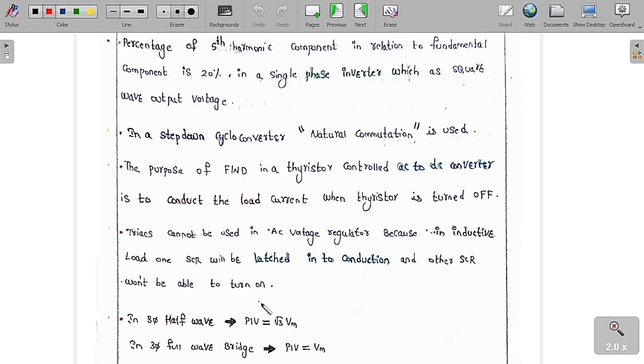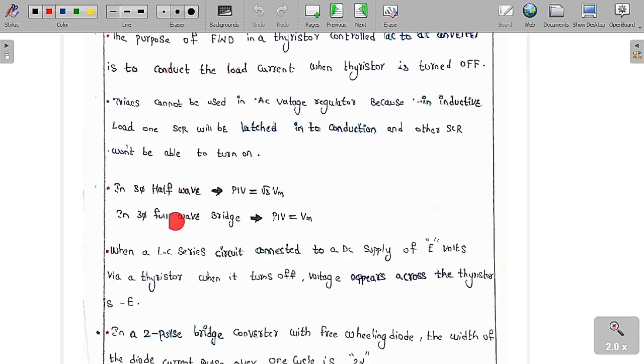This is the disadvantage of using a triac in the AC voltage regulator with an inductive load. If you use the triac for an AC voltage controller with inductive load, one SCR may be turned on, but the other SCR will not be able to turn on. Because of this disadvantage, we do not prefer to use the triac in an AC voltage regulator. So this is the reason it is not used. These are the important points that you need to remember.